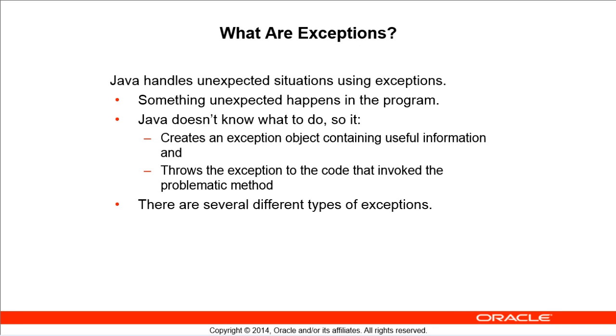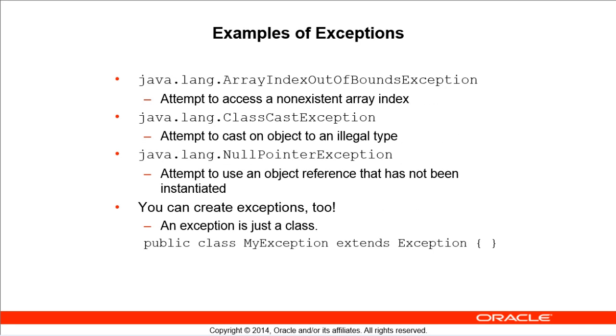do, in which case it creates an exception object containing useful information and throws the exception to the code that invoked the problematic method. There are several different types of exceptions, and I'll discuss what they are and how to handle them. Here are just a few of the exceptions that Java can throw. You've probably seen one or more of the exceptions listed here while working with NetBeans, and if you did, you probably found them helpful when you were trying to correct the code.